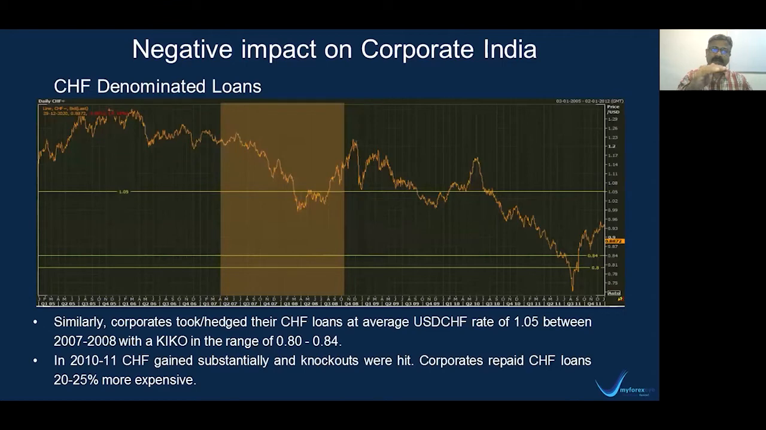A very similar thing happened in CHF. CHF loans were taken at an average rate of 1.05 dollar to a CHF, with KIKOs at 0.80 and 0.84. In 2010, 2011, unfortunately, after these loans were taken, CHF gained substantially, just like JPY, and all these knock-ins and knockouts between 0.80 and 0.84 were hit, which typically ended with the corporates paying 20 to 25% more expensive. Again, all savings on interest were completely eroded because of losses on the currency part.